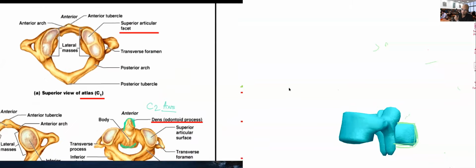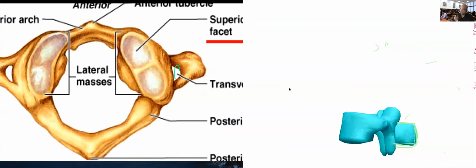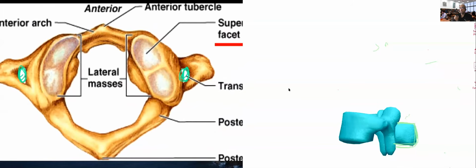How about this one on here? Do I have a transverse foramen that I see on here? Yes or no? Do I have a hole in the transverse process? Yes. So what is the next thing that I need to check? Whether or not I have a vertebral body. Do I have a vertebral body on here? No. This means I'm looking at C1 or atlas.